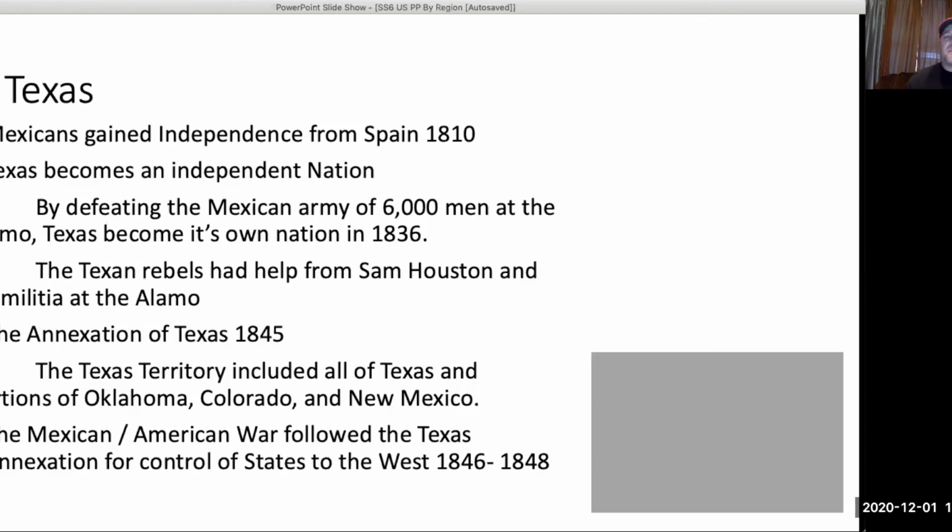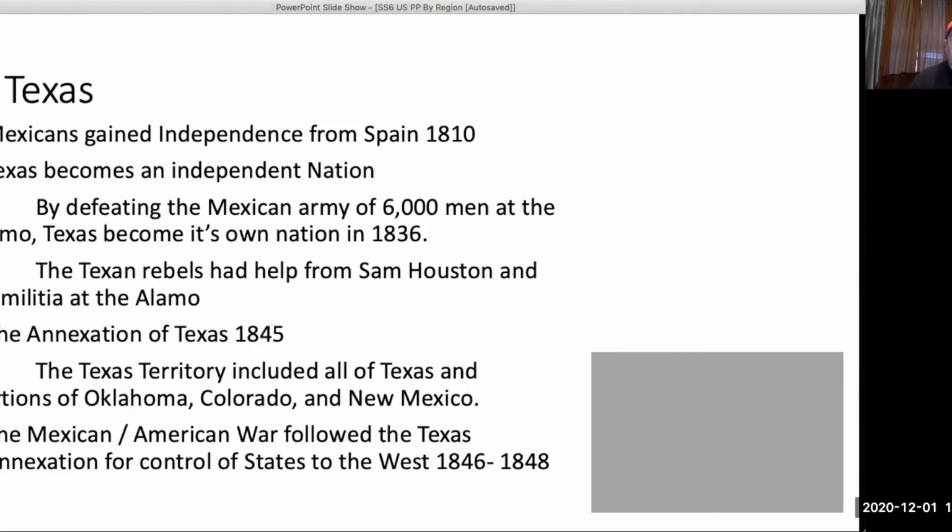This caused some problems with the Mexicans, so they end up having a battle. There's a famous battle at the Alamo. This was a battle of 6,000 Mexican men against some of those settlers, and that happened in 1836. The rebels or settlers in that region had some help from a man named Sam Houston and his militia. They end up winning that territory in 1836, and Texas becomes its own independent nation.